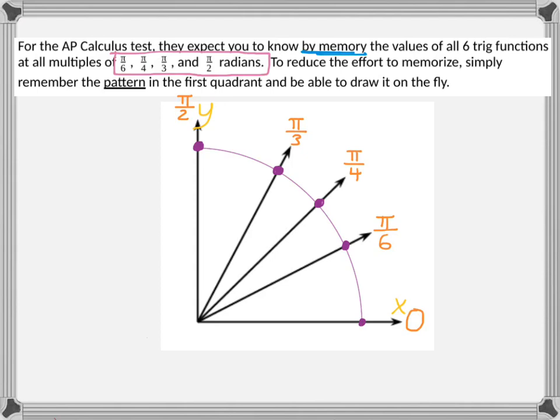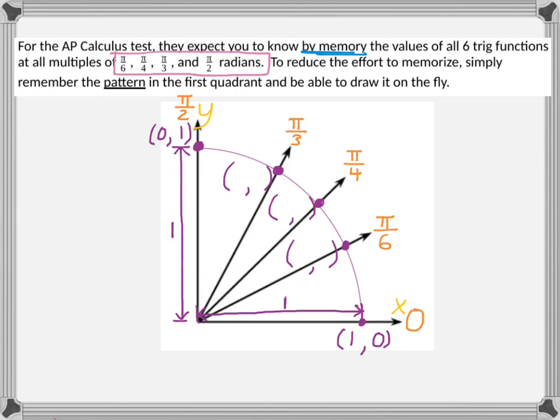Because the unit circle has a radius of 1 in every direction, the coordinates on the axes are pretty easy to remember. The coordinate on the x-axis is (1, 0), that's 1 away from the origin, and the coordinate on the y-axis is (0, 1). Now what about the other coordinates? This is where, if you know this pattern, you can generate these coordinates on the fly pretty easily.